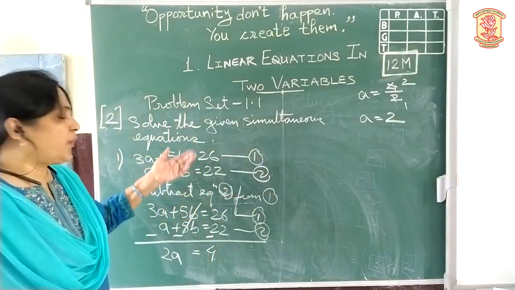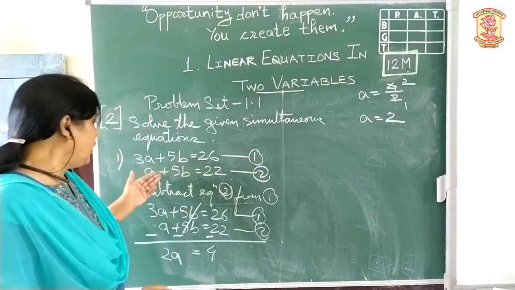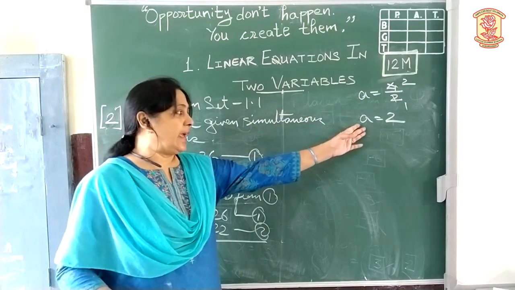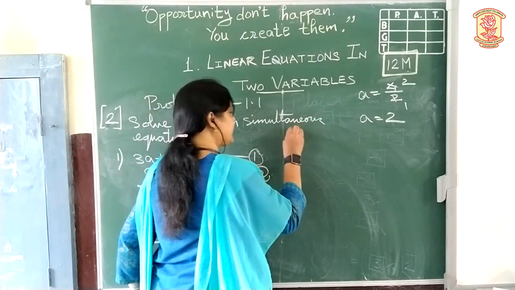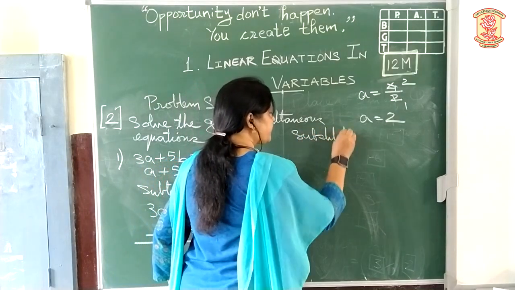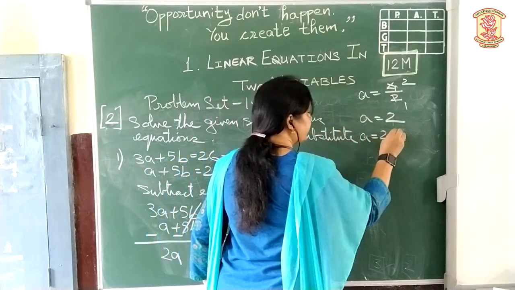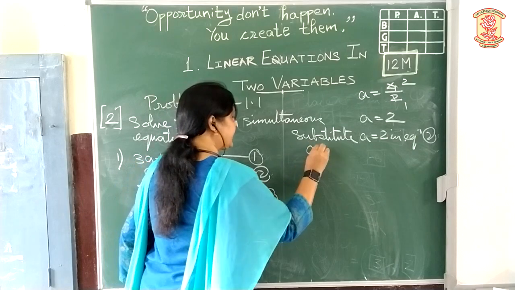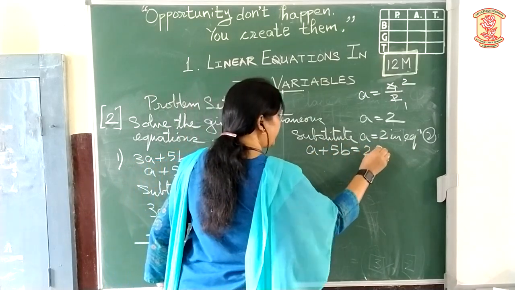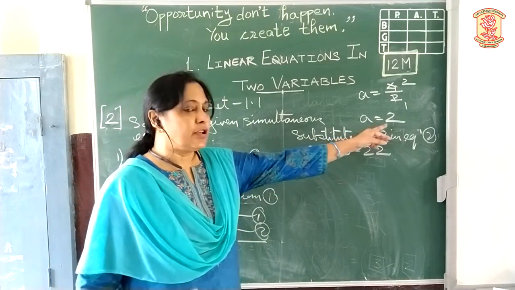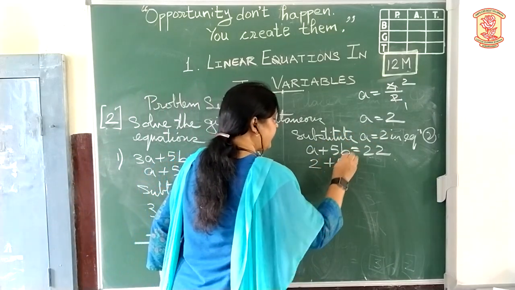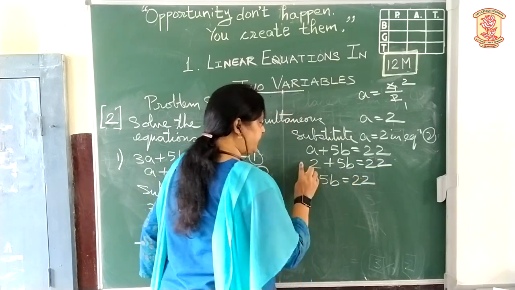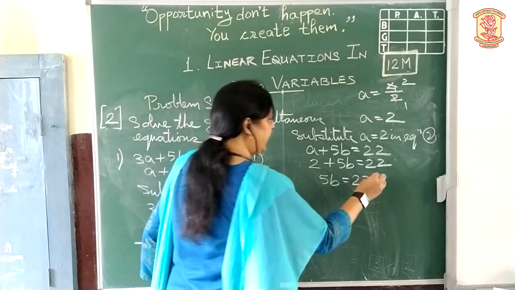Now we are going to substitute the value of a equals 2 in one of the equations. So we always have to select the simpler of the two. So the second one I think is simpler compared to the first one. So we are going to substitute the value of a equals 2 in equation 2. The second one is a plus 5b equals 22. In place of a, we are going to write 2. So it will be 2 plus 5b equals 22. So 5b will be 22 as it is, plus 2 when it goes on the other side will be minus 2.